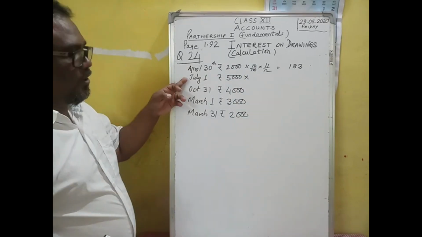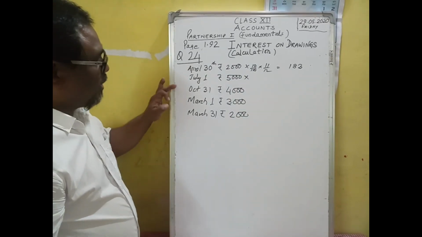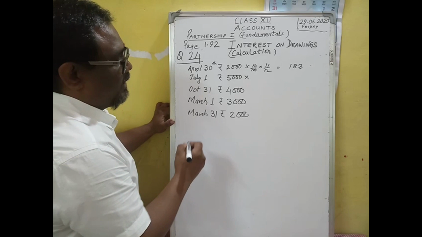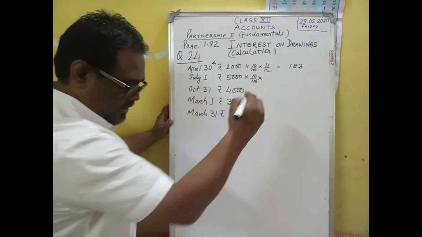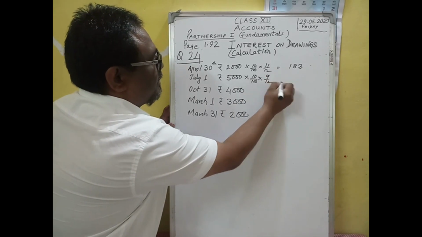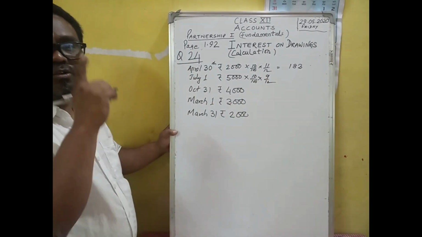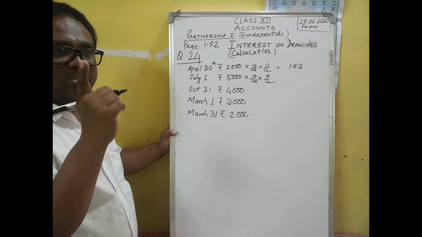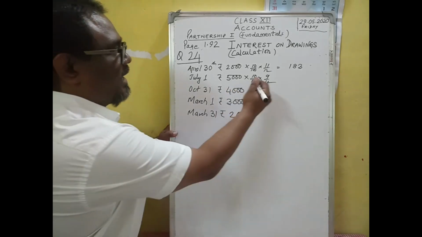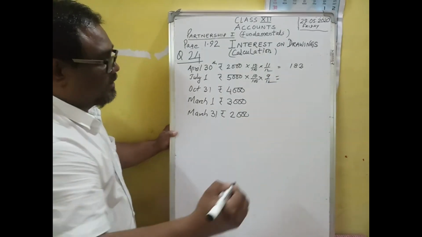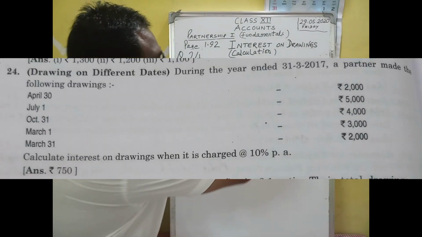And this one, on 1st July 5,000 is withdrawn at the rate of 10% here, 10% into 9 months. July, August, September, October, November, December, January, February, March, up to 31st March, 9 months. The interest calculation is 375.